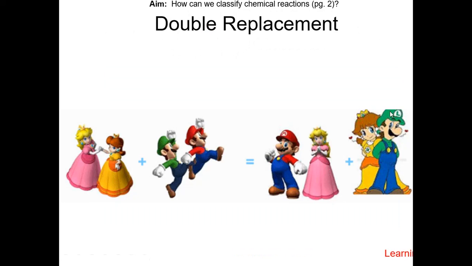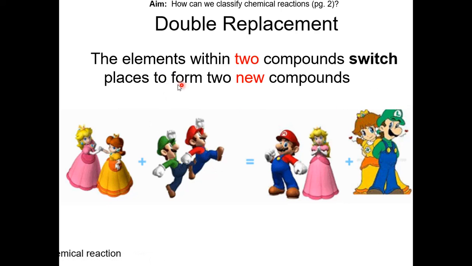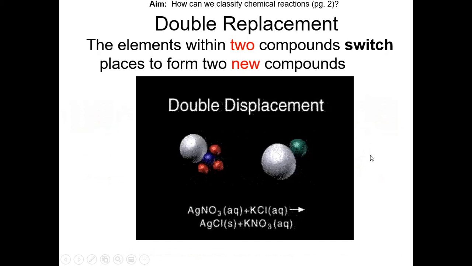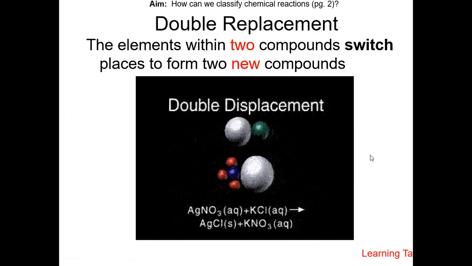The fourth type of reaction is the double replacement reaction. If you analyze this picture, you start off with two couples, and one partner of each couple switches places. So a double replacement is when two elements within two compounds switch places to form two new compounds. So an example of this would be AB plus CD gives us AC plus BD. So notice in all cases, these are all compounds. That's the pattern for double replacement reactions. So in this chemical reaction, the lead and the zinc switch places to form two new compounds. So here's a GIF of the double replacement reaction.